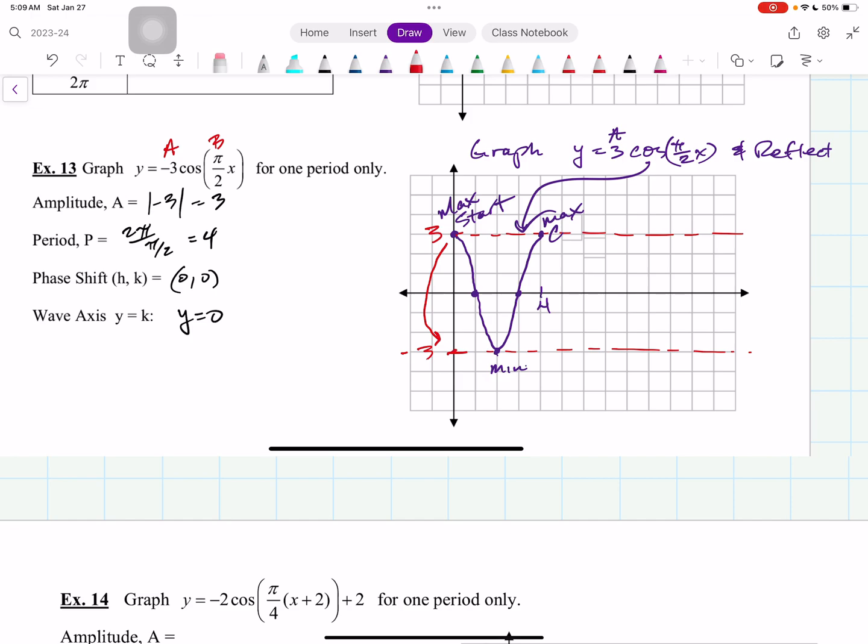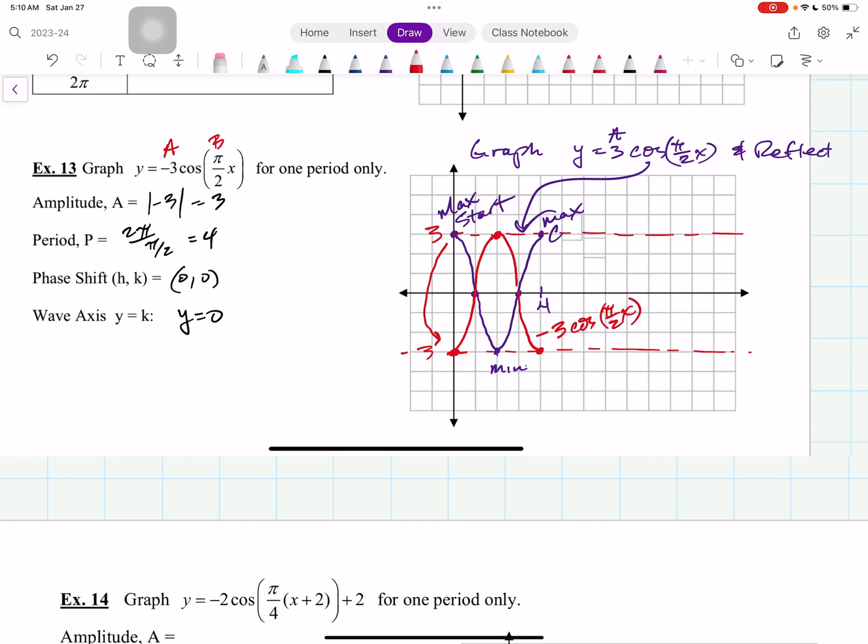So I'm going to switch to red. And then 1, 0 doesn't move because it's on the axis. The minimum becomes a maximum, and the maximum becomes a minimum. So you reflect it. So here we go in red. Here's the reflection. Now I'm just plotting the parent function, assuming 3 is positive, and then you reflect it. So this is negative 3 cosine pi halves x.